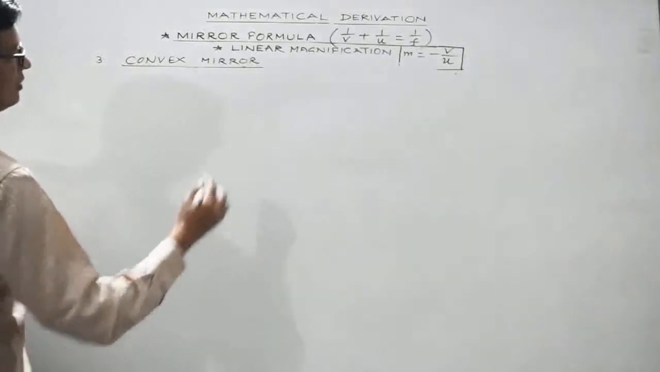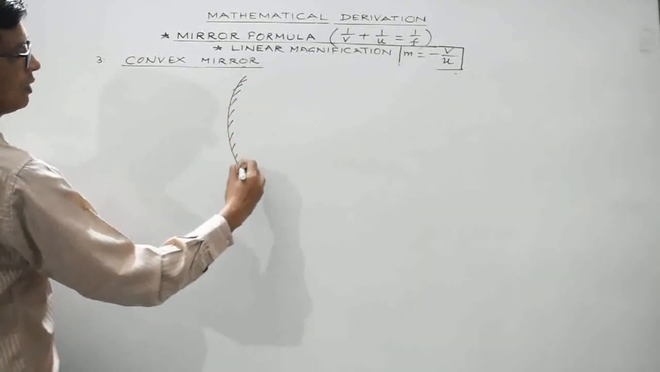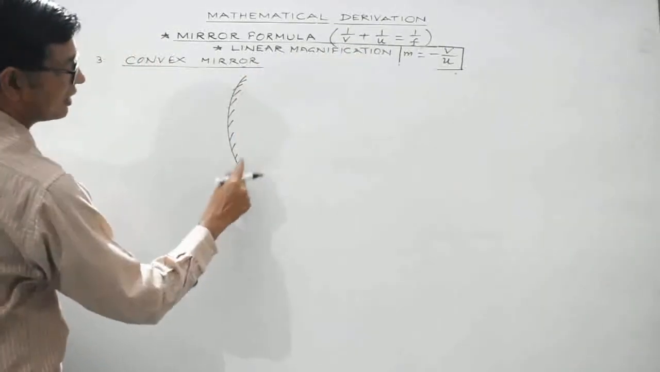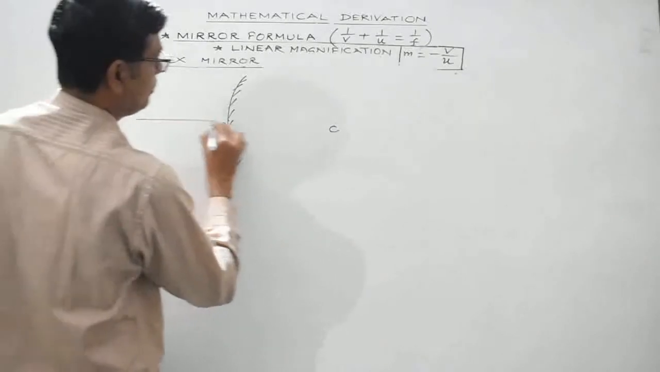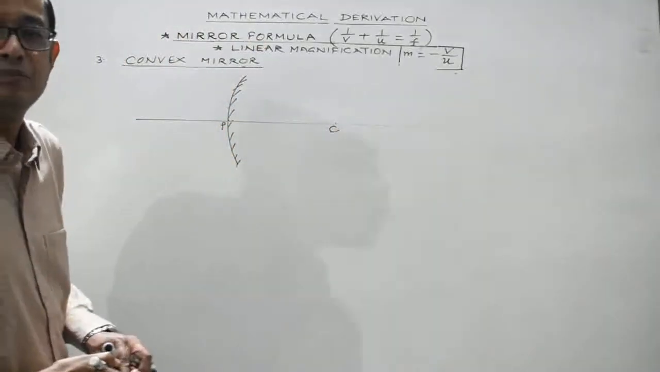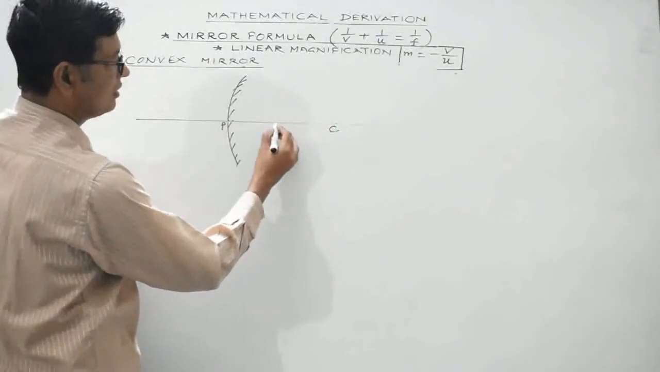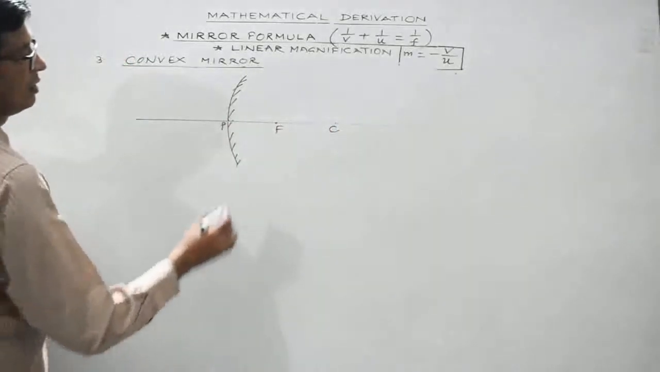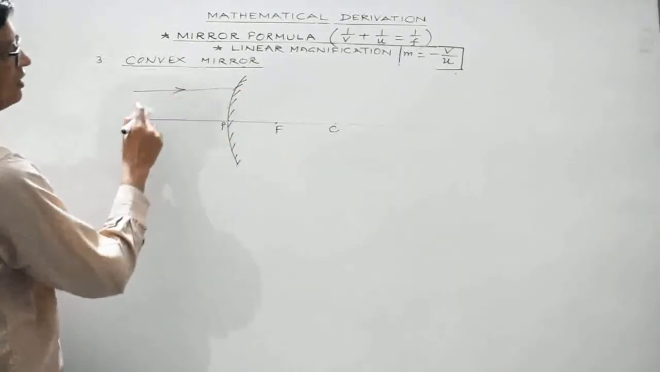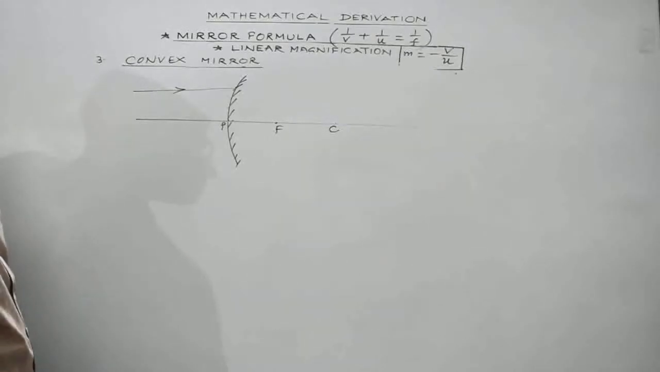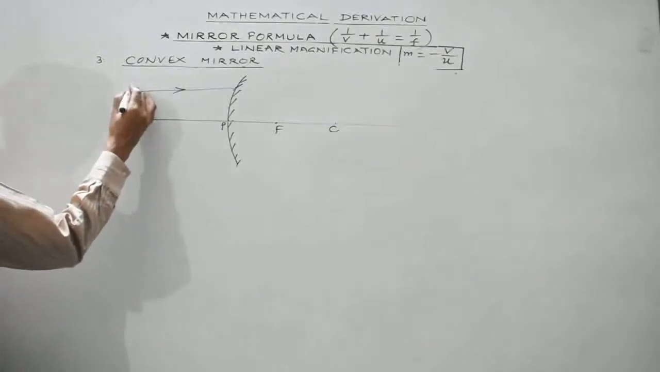This is the convex mirror. It's a part of a hollow sphere, the center of which will lie over here. This is the pole, and the line joining P and C will be the principal axis, right? The midpoint between P and C is the principal focus. Suppose a ray is incident over here. This is the incident ray which is parallel to the principal axis. And this is the object over here, AB.